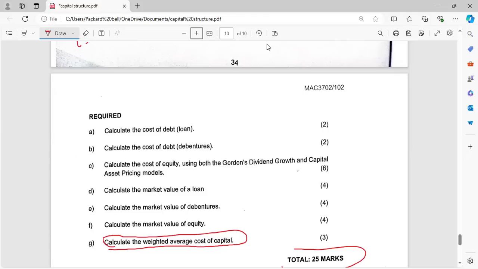But as we go, you'll see the question I'm going to post now is going to be here. Calculate the weighted average cost of capital. So remember, we're saying you start with the cost and the market value. So which means here they illustrate. The first one says calculate the cost of the loan.